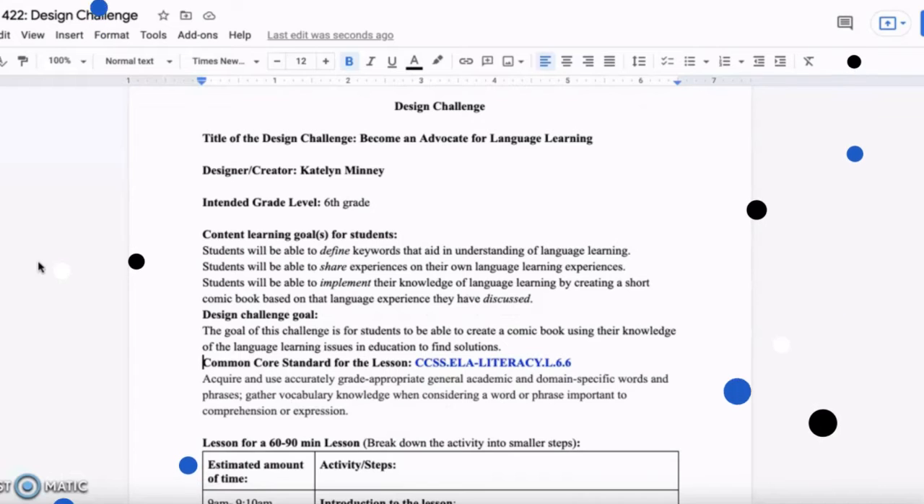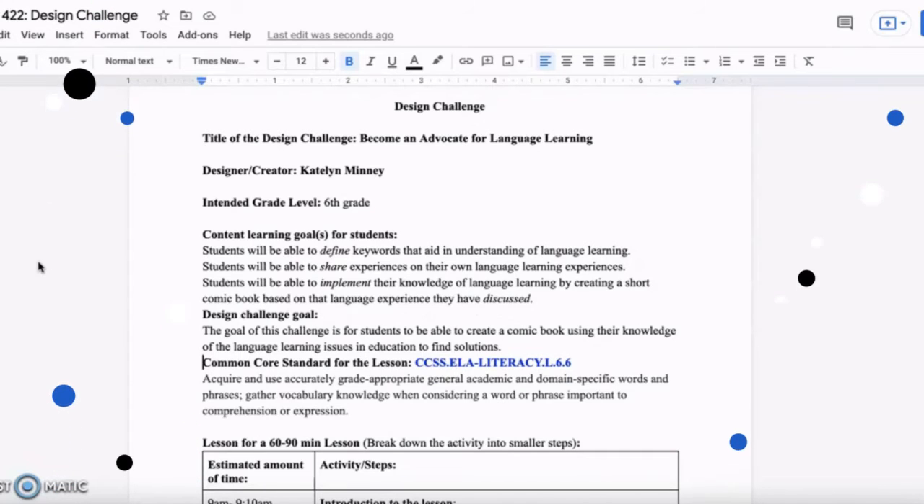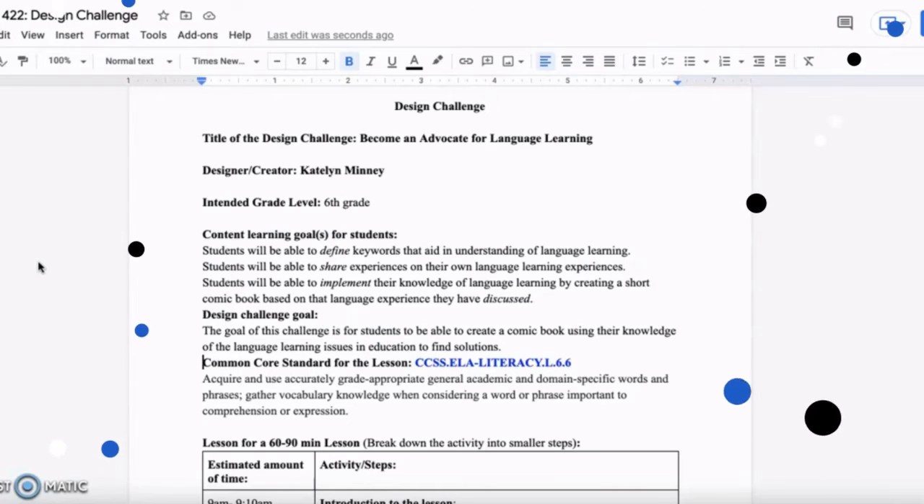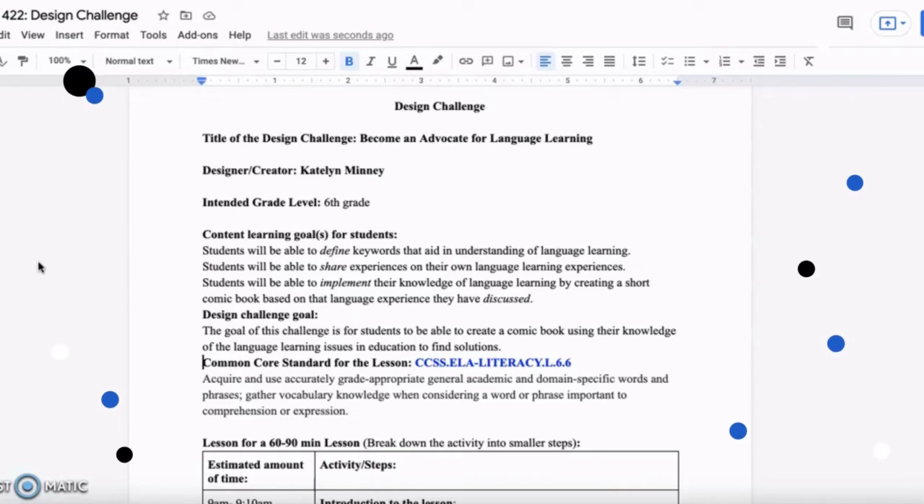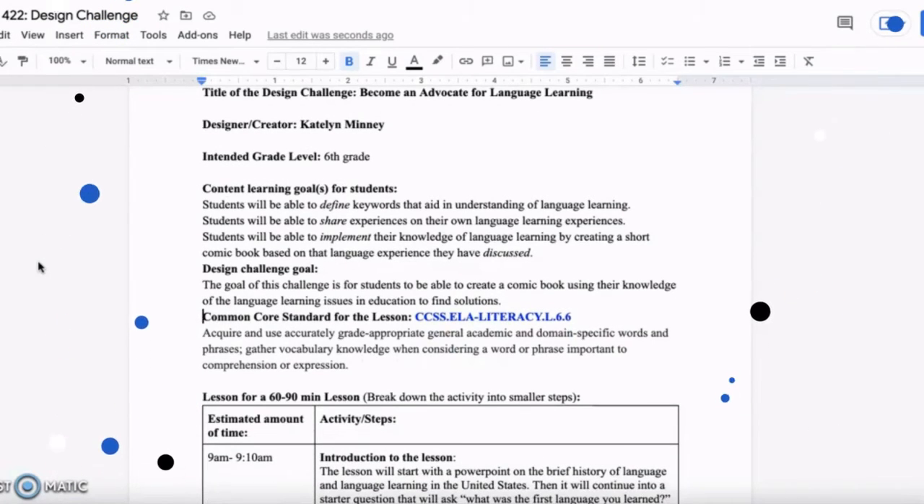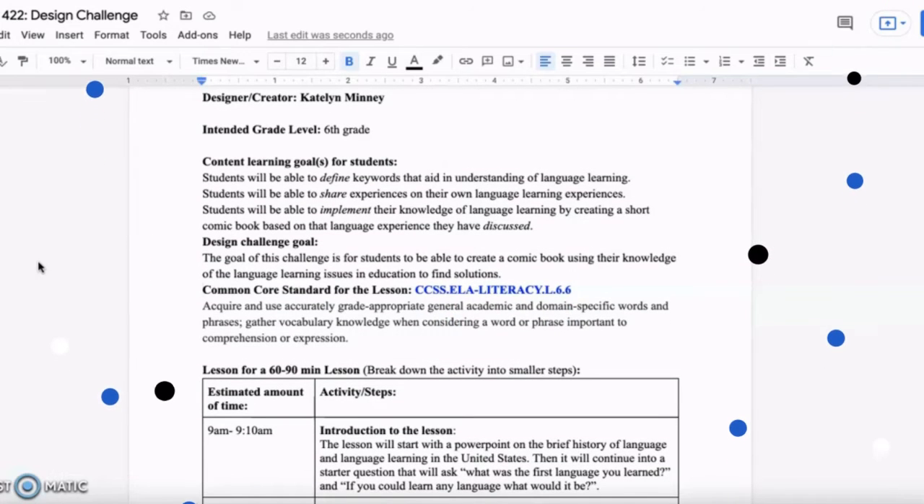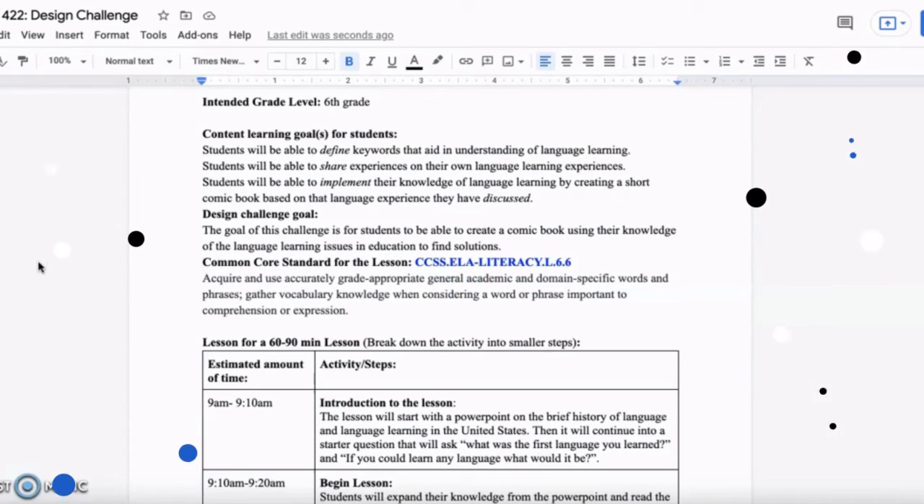The intended grade level is 6th grade, and the 3 learning goals I wanted to have addressed for this design challenge are: 1, students being able to define keywords and the understanding of language learning. 2, students will be able to share experiences of their own language learning experience. 3, students will be able to implement their knowledge of language learning by creating a short comic book based on the language experience they have discussed.